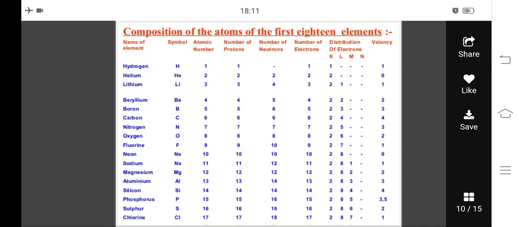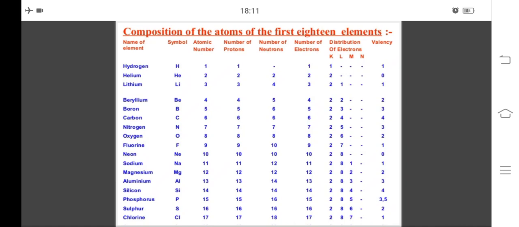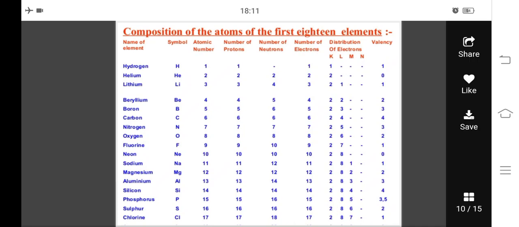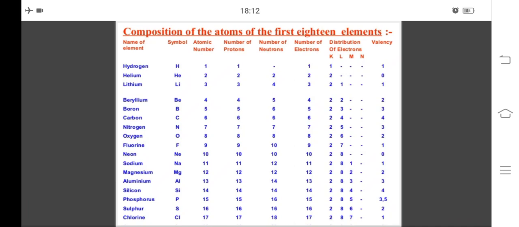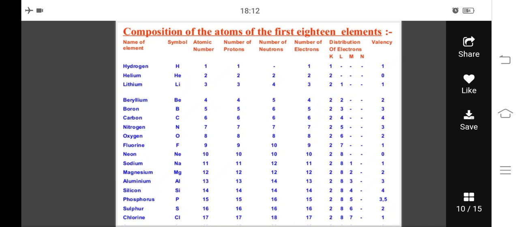Now sulfur has 16 electrons. These 16 electrons will be filled in K, L and M shell. K shell has a capacity of 2, L shell has a capacity of 8, so 10 electrons went into it, and how many are remaining now? 6. Now these 6 electrons will be present in M shell. So its configuration will become 2, 8, 6.